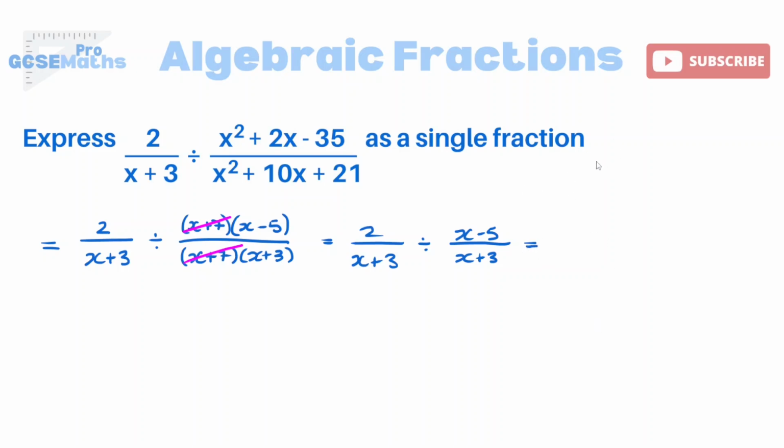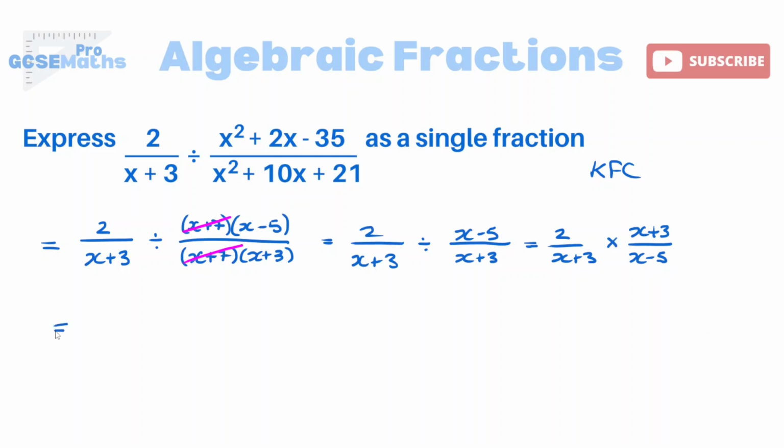So divide, we normally use the acronym keep, flip, change. So keep the first fraction, so that's 2 over x plus 3. Flip means flip the second fraction, it always has to be the second one. Upside down, so that's x plus 3 over x minus 5 now. Change means change to multiply.